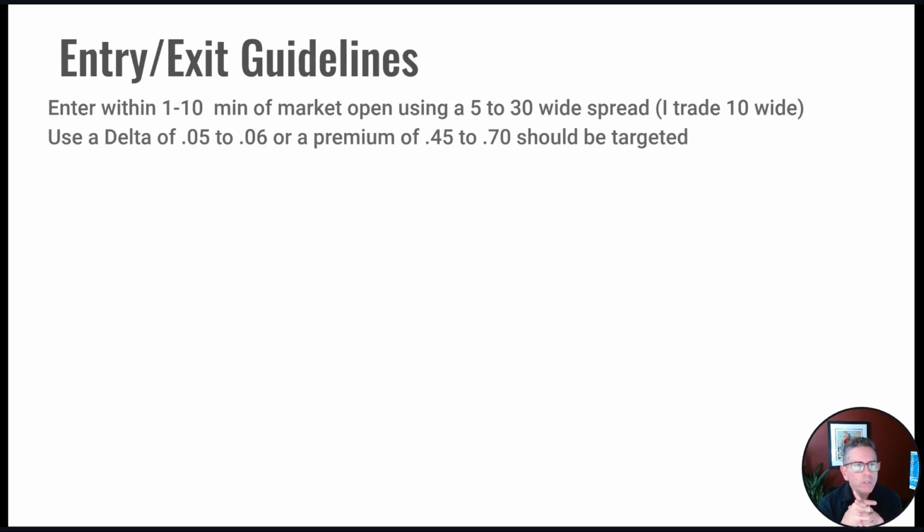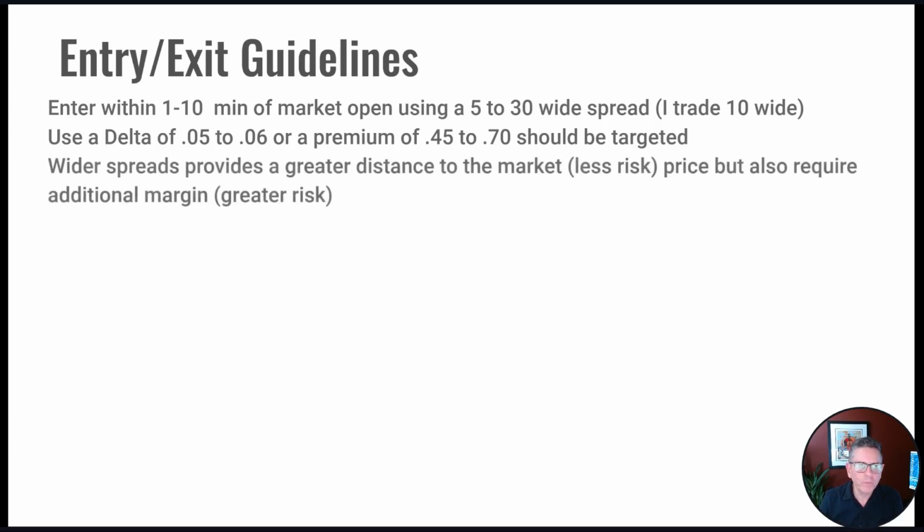Okay, so I use a delta between 5 and 6. Sometimes it goes a little bit higher on that, and the premium is between 45 and 70, and I generally get between 50. I really don't put on 45. Between 50 and 70, and sometimes we get in at 75, depending on what the market is doing there.